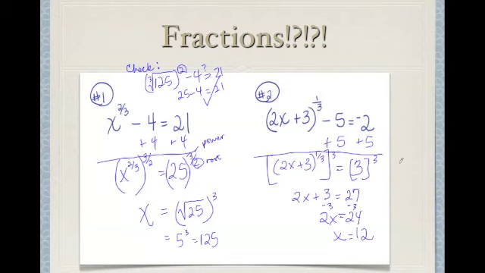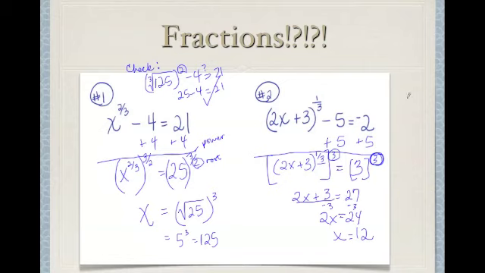For this problem, you should have gotten that x equals 12. Notice that we had the 1/3, or that would be the cube root of the 2x plus 3. So to rid myself of that cube root, I took the power of 3, or cubed both sides. That cleared out that cube root, leaving me with just the 2x plus 3.